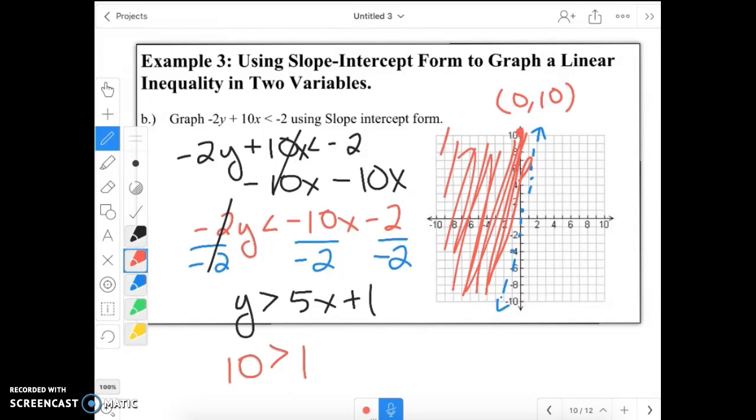Now, if that was a solid line, the line also would give me answers because we can be equal to. That's the difference when we're graphing inequalities. So because this is a dotted line, points that are on my line do not count as answers. However, everything to the left or to the right, depending on the problem, does count.